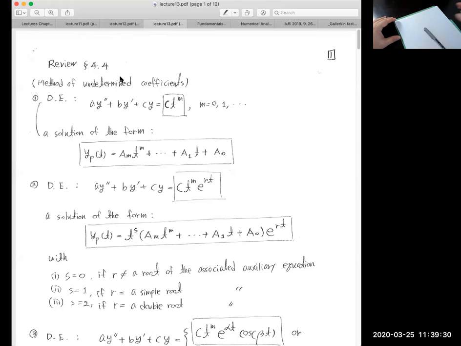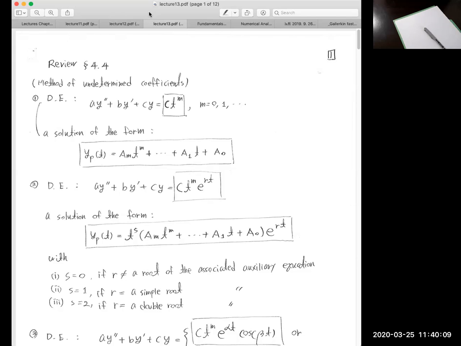All right. In this video, we're going to review section 4.4, the method of undetermined coefficients. Last time, we did derive the method, and then we saw just one example in the textbook. Today we're going to see a couple of examples of the method, and then we're going to move to section 4.7.